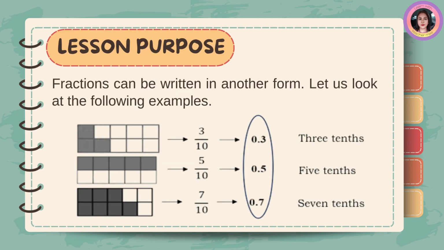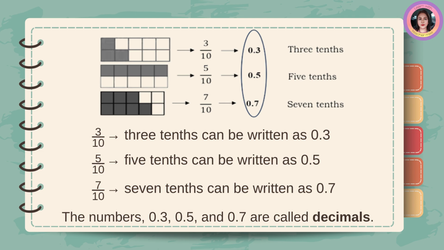Fractions can be written in another form. Let us look at the following examples. 3/10 can be written as 0.3. 5/10 can be written as 0.5. 7/10 can be written as 0.7. The numbers 0.3, 0.5, and 0.7 are called decimals.